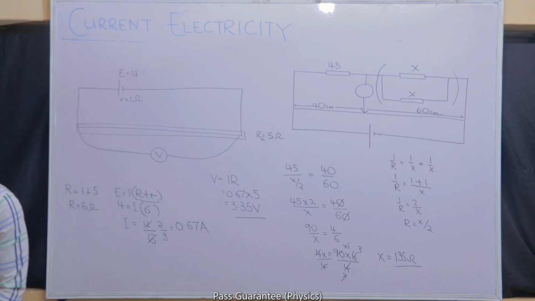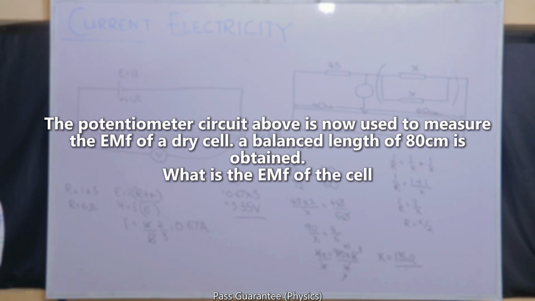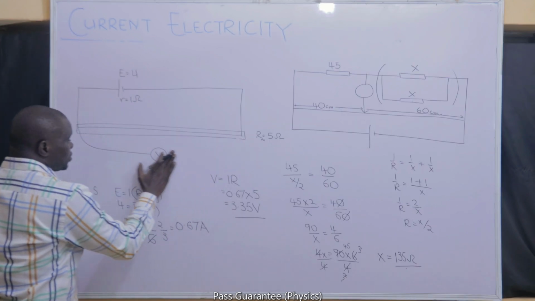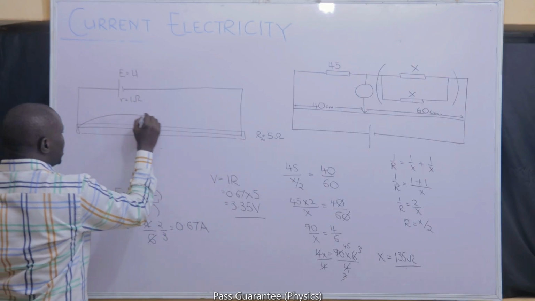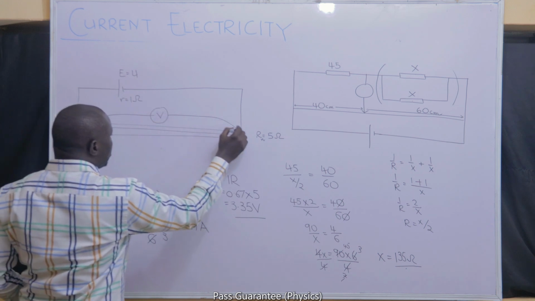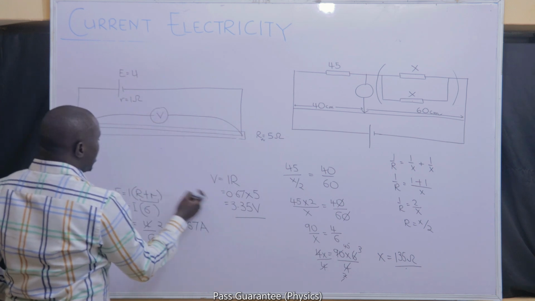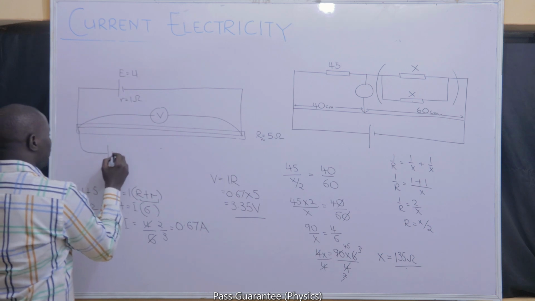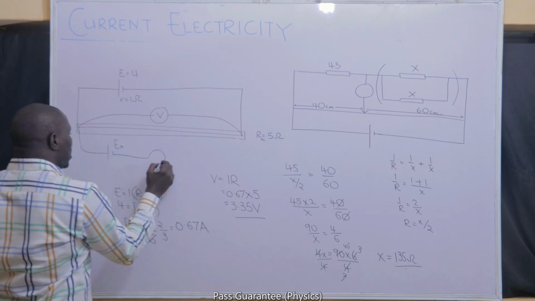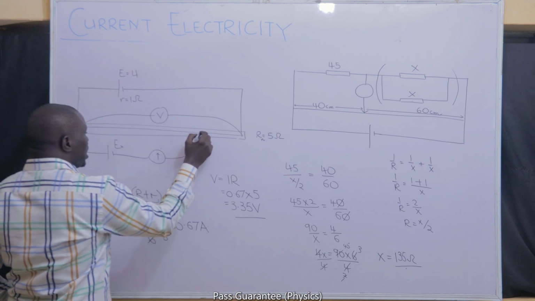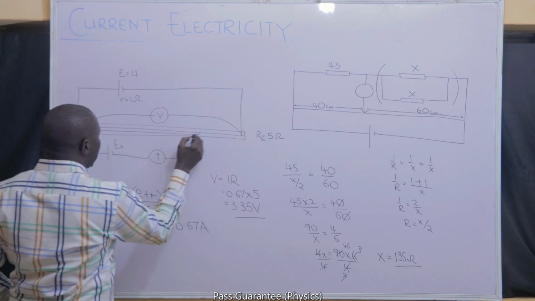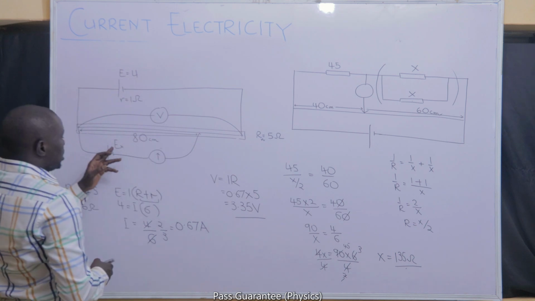Now we have a follow-up question. The potentiometer circuit above is now used to measure the EMF of a dry cell. The balance length of 80 centimeters is obtained. What is the EMF of the cell? Mind you, when they found the potential difference across the whole of the wire, across the 100 length of the wire, it is 3.35. We now use it to measure the EMF of a cell. We don't know the EMF of that cell. And we recorded a balance length with a galvanometer. We recorded a balance length of 80 centimeters. What is the EMF of that cell?